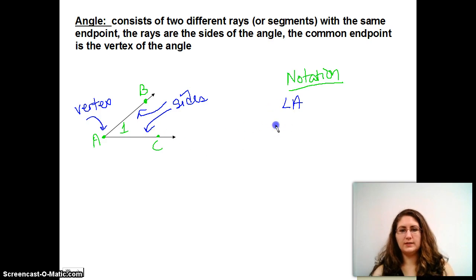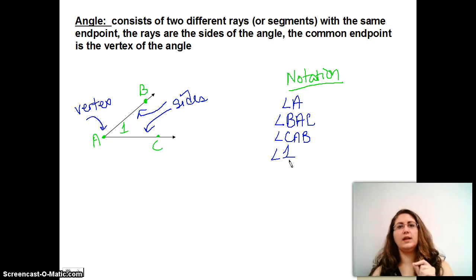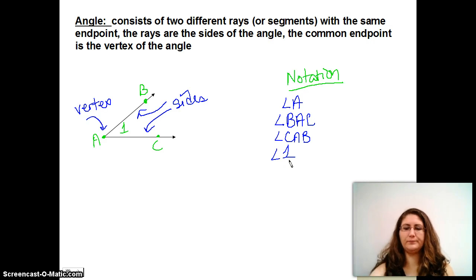So another way I can name this angle is angle BAC, using 3 letters, or angle CAB. Notice in both of these cases that the vertex is the middle letter. And there's one more way to name this. You notice in here I have this number 1. I could call this angle 1. So those are the 4 ways to name this specific angle in this picture. Remember, if there's only one angle there, you can name it just by the vertex, a single letter. If there's more than one angle, you have to name it with 3 letters. And of course, you can always name it with 3 letters if you want, or if a number happens to be there, you can name it by the number.